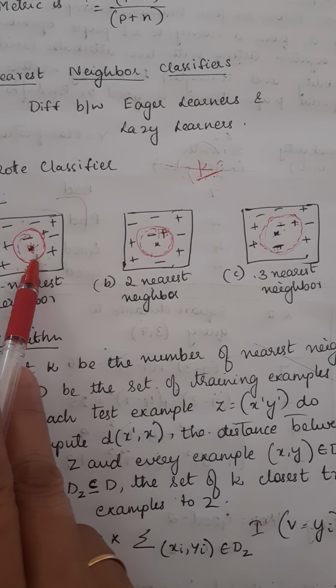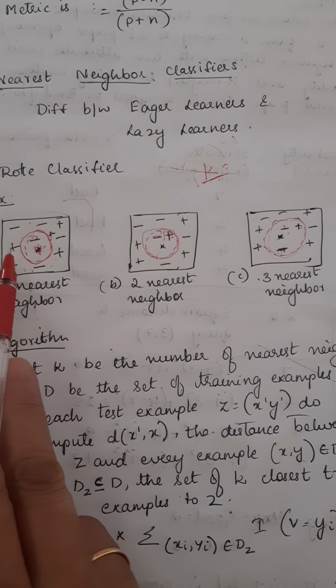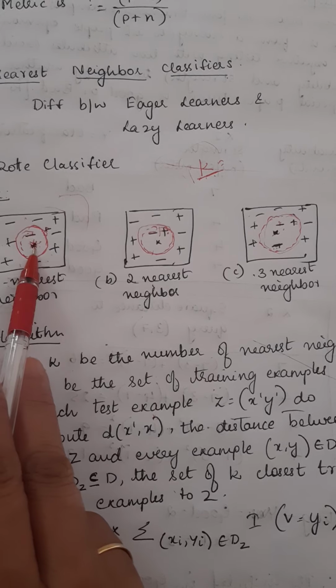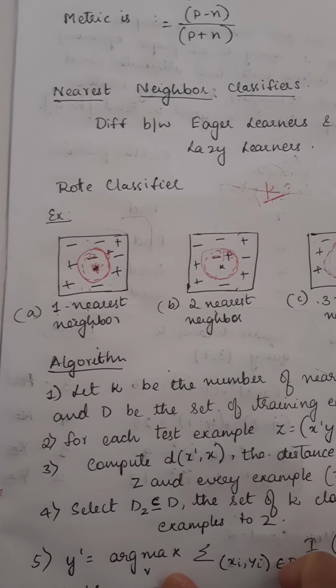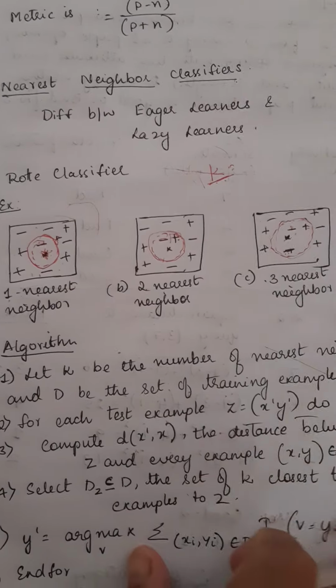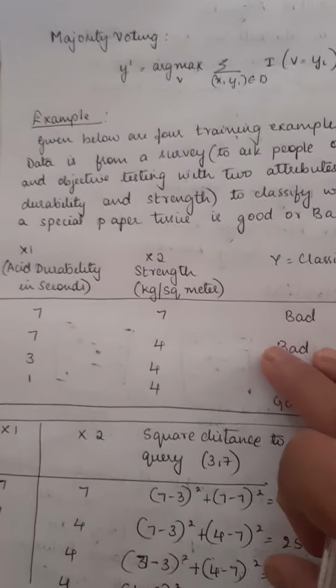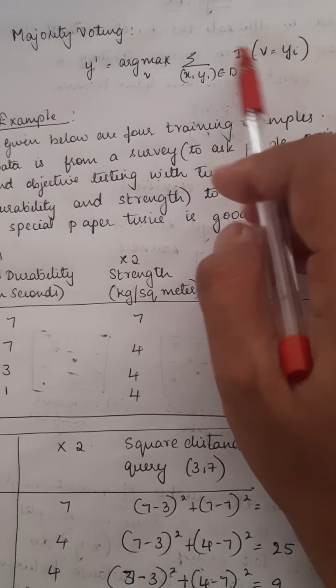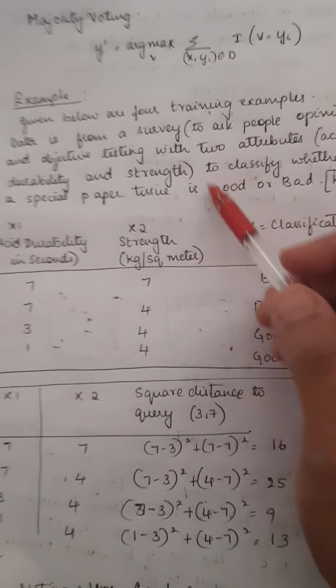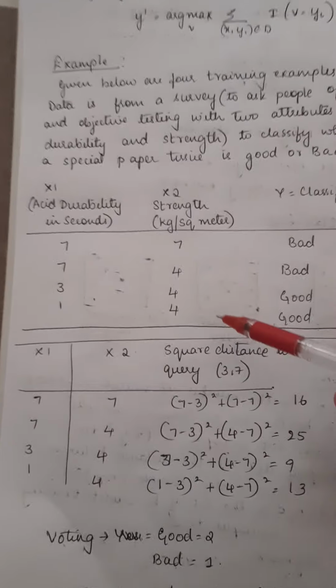For computing distance, we have different measures like Euclidean distance, Manhattan distance, etc. Here we are going to consider Euclidean distance. I have taken the simple majority voting, what I told you, taking the maximum of the classes. Now I'll tell you with an example how we are going to do this.